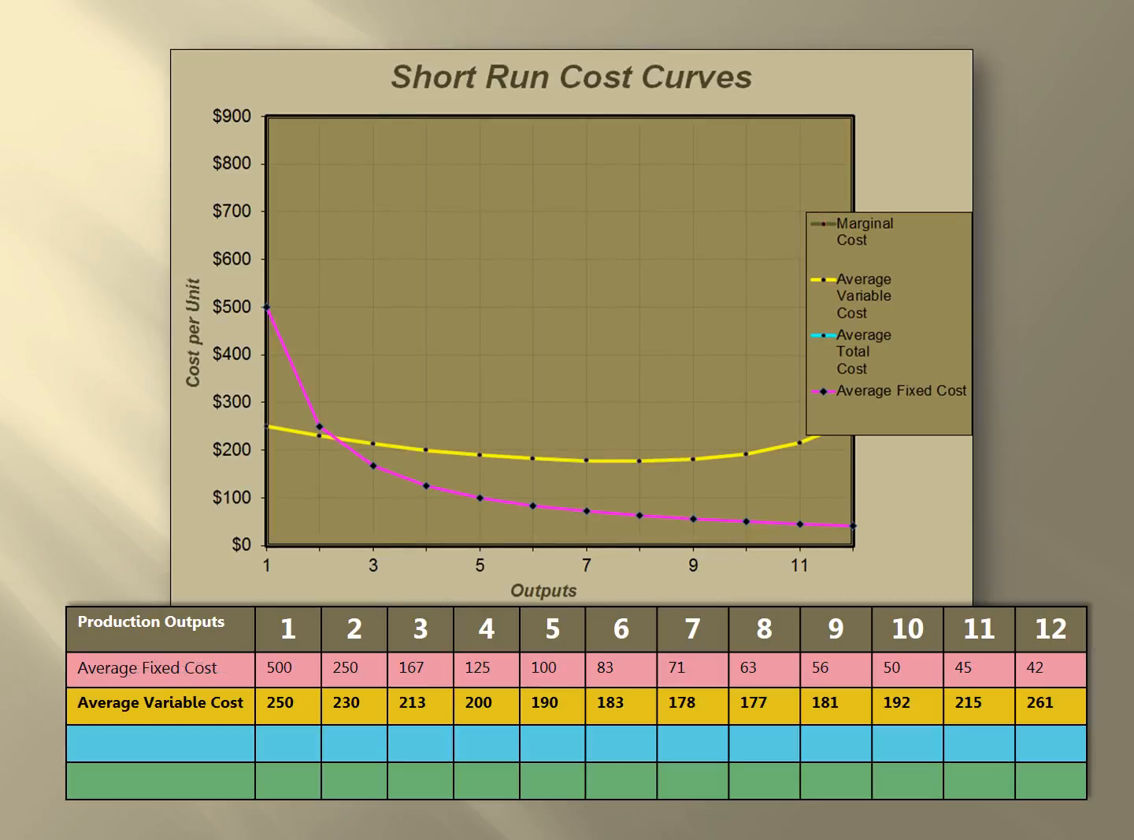Our average variable cost is our total variable cost divided by the quantity of output produced. If you notice, as we increase our output, our average variable cost will decline. And at some point, that average variable cost will start to increase again as we increase our output. Again, ultimately, this is being driven by our marginal product or our marginal output curve.